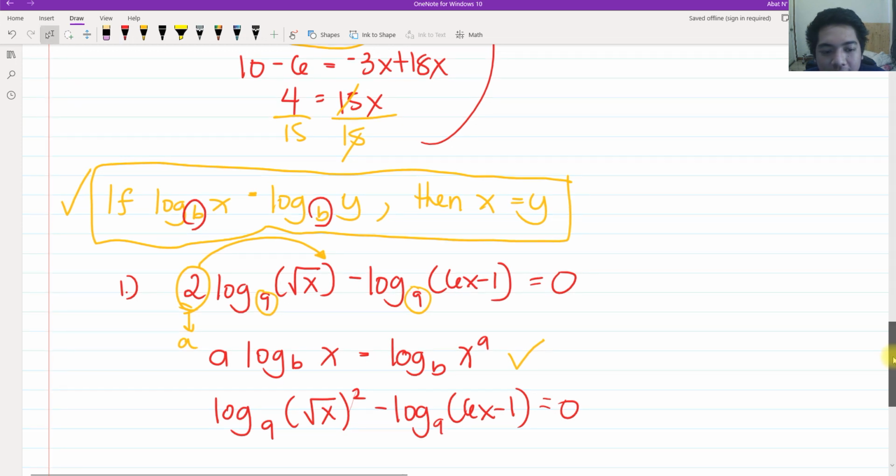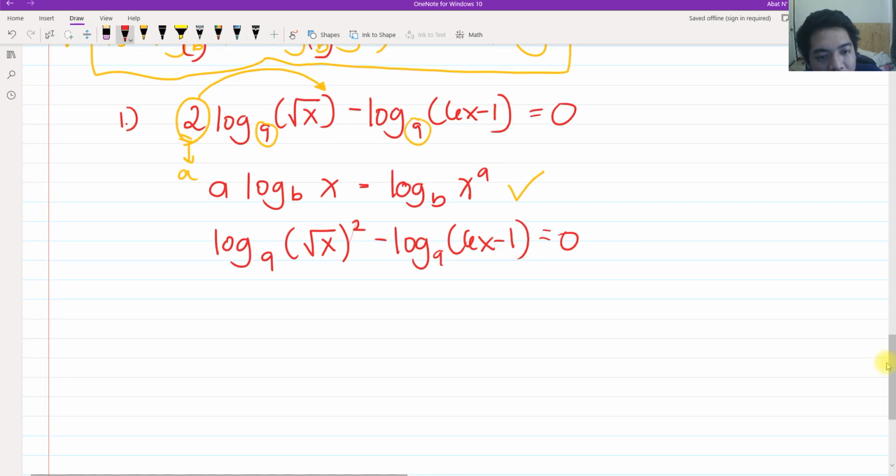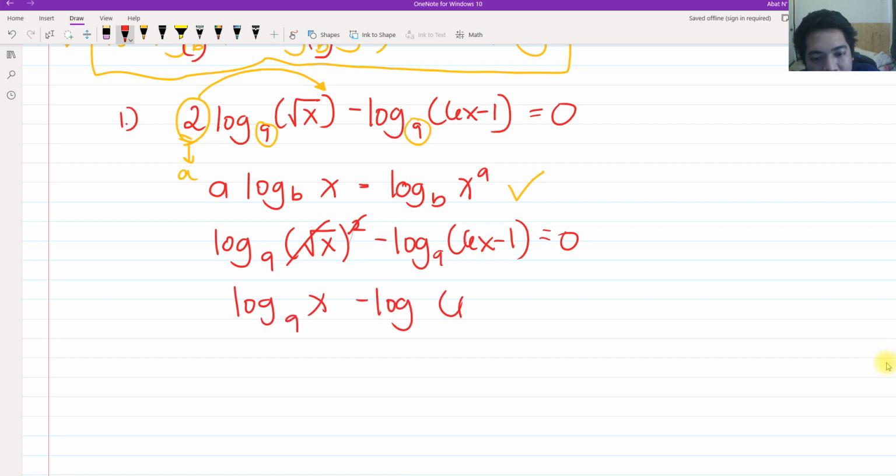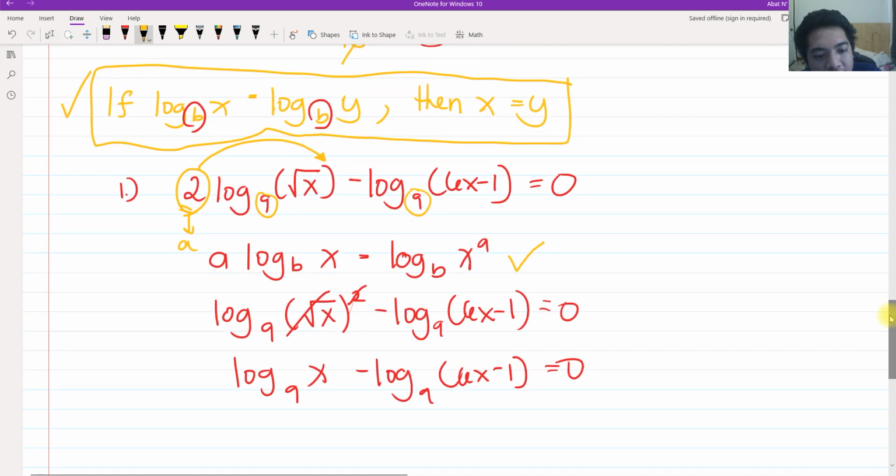So technically, the square root of x squared would cancel. So we have log of x with base 9 minus log of 6x minus 1 base 9 equals 0. So this is now already simplified. We can now apply the property that we discussed a while ago, that if they have the same base, which is 9, we can actually equate this value of log and this value of log.